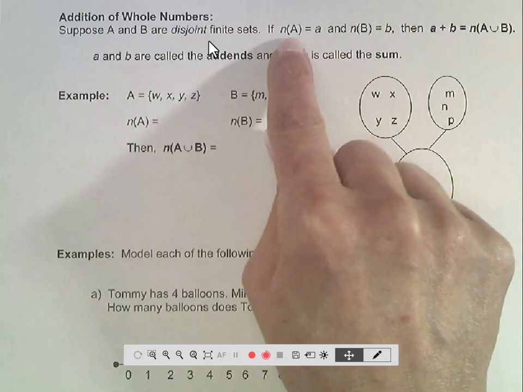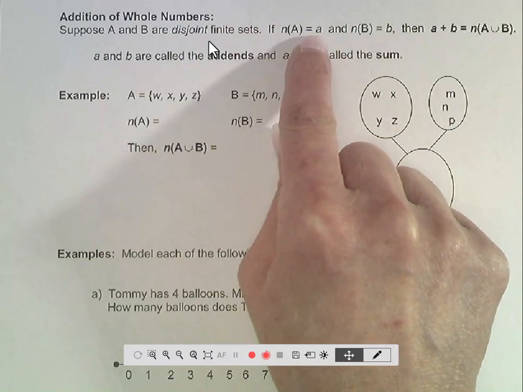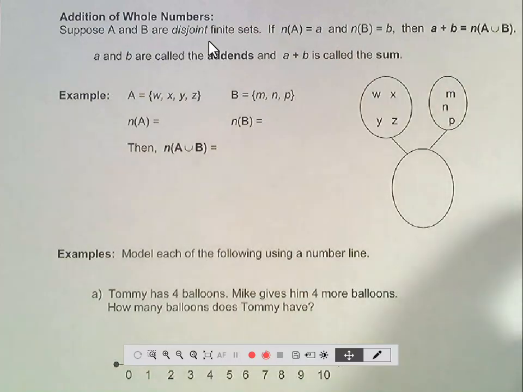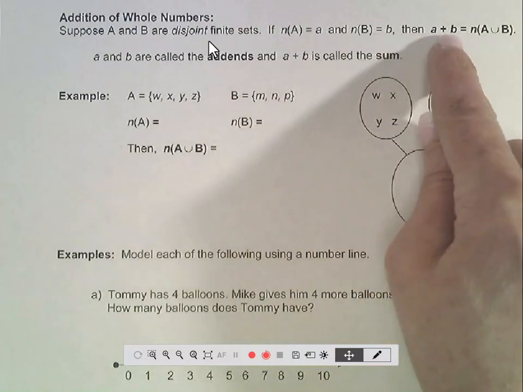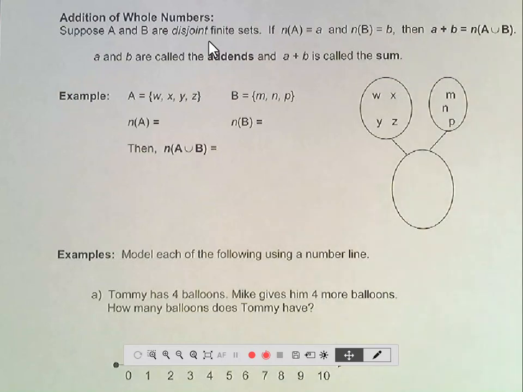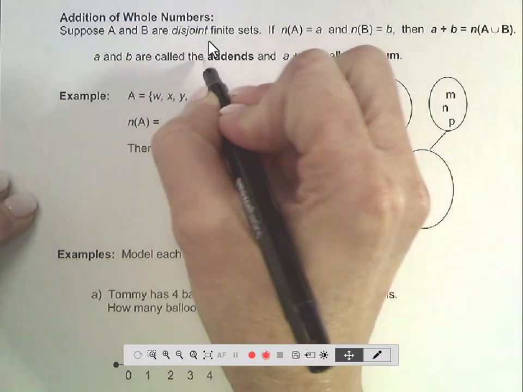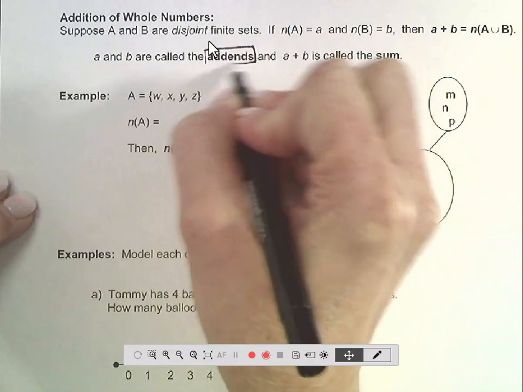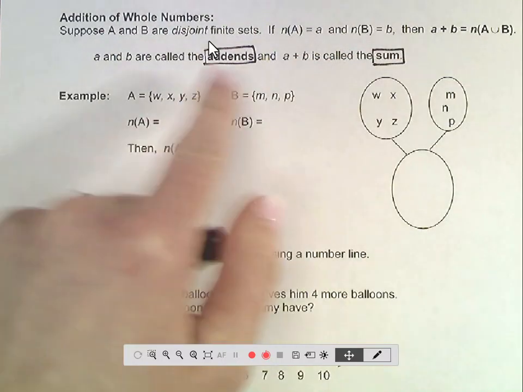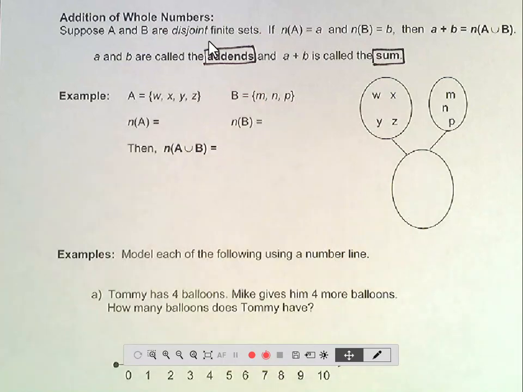And the cardinal number of set A is little a, and the cardinal number of set B is little b. Then if you want to know what A plus B is, you just look at how many elements are in the union. You look at the cardinal number of the union. A and B are called the addends, and A plus B is called the sum. These are words that you're definitely going to want to know. The things you're adding together are called the addends, and then the answer that you get is called the sum.